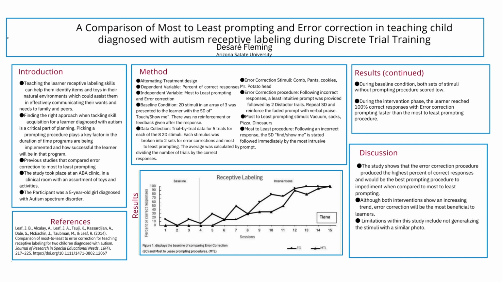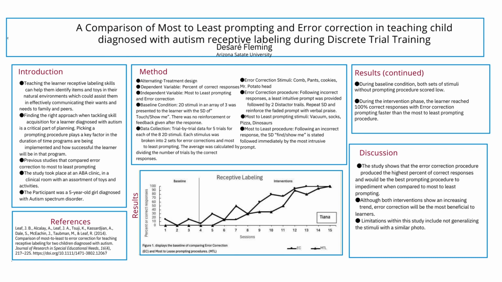The title of my project is a comparison of most-to-least prompting and error correction in teaching a child diagnosed with autism receptive labeling during discrete trial training. The participant for my project was a 5-year-old girl diagnosed with autism. We were in an ABA clinical setting with toys and activities around for reinforcement.